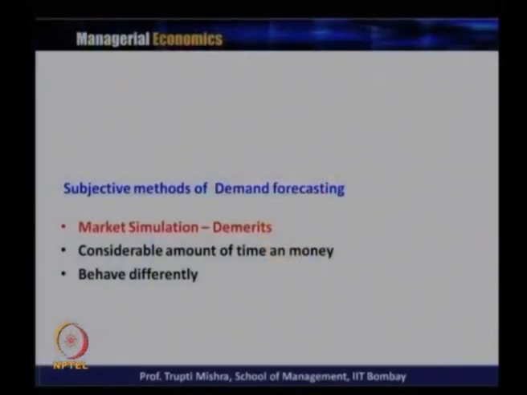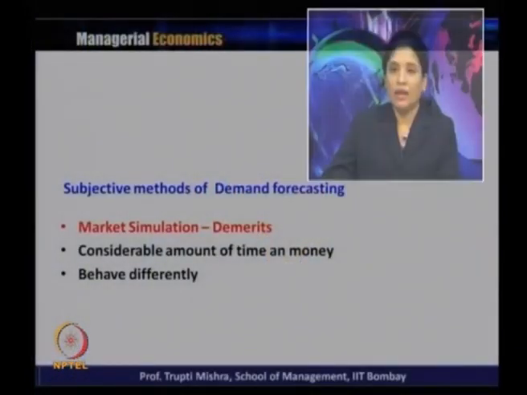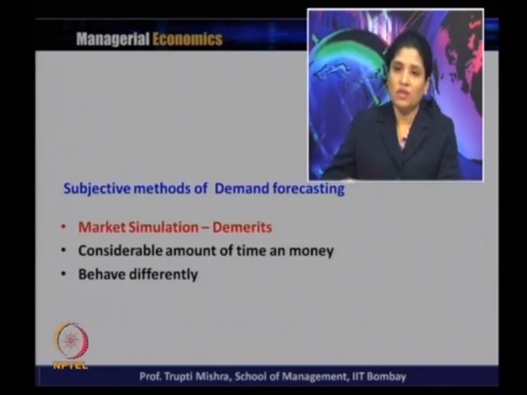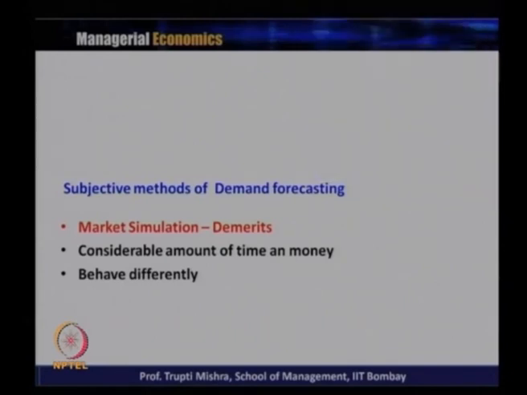Demerits: there is a requirement of a considerable amount of time and money, and it may happen that the way they behave in the artificial market is not the same way they behave in the real world or real market scenario. So the possibility is that the buyers behave differently, and in that case the entire demand forecasting goes in a different direction, not the proper direction. Either it goes in a high direction or in a low direction.